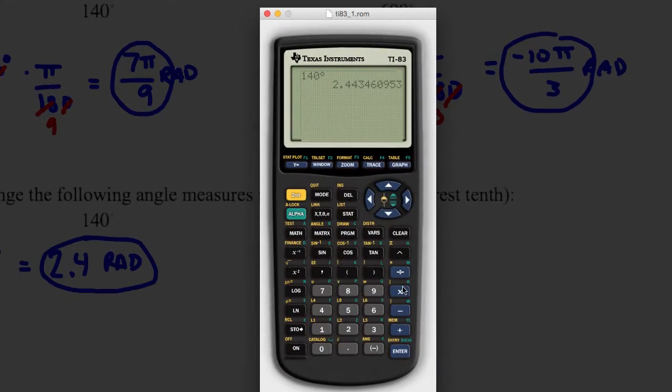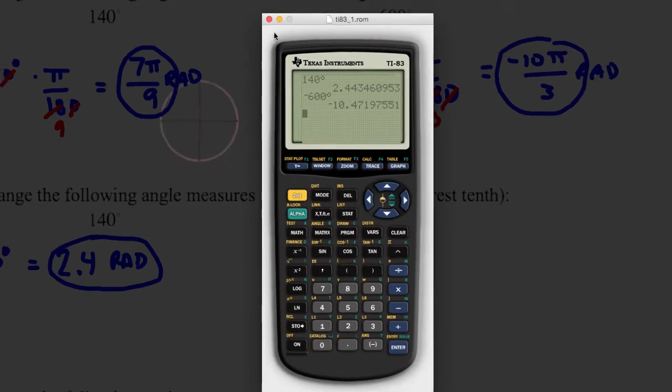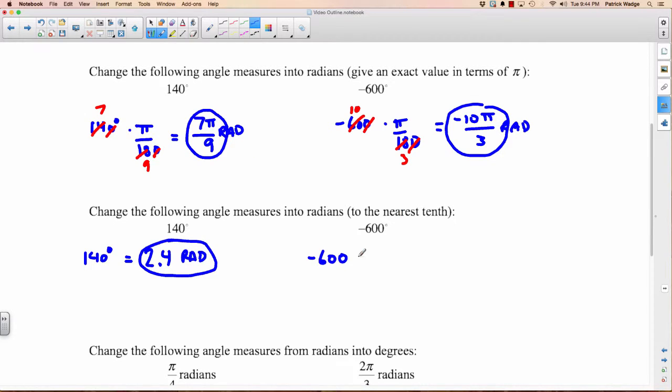Why not? It's right here. So forget about the 6. Well, okay, we'll put the negative. Here's our negative sign, right? This is the minus sign, so negative. Negative 600. The mode it's in right now is radians, so I want to tell it by going to angle here that I'm actually talking about degrees, so that's number 1. And then once I've done that, I just hit enter and it'll switch it. Negative 10.5 if I round it. So equals negative 10.5 rad. And there we go. Thank you very much, TI-83.